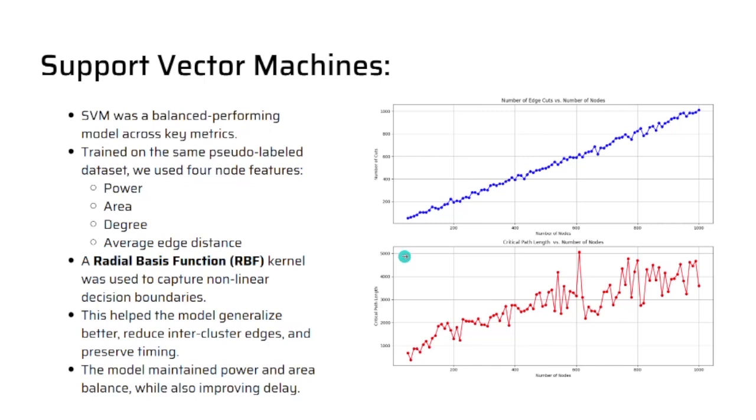This was a balanced performing model across all key metrics, trained on the same pseudo-labeled dataset, where we used four node features like power, area, degree, and average edge distance. We used a radial basis function kernel to capture the non-linear decision boundaries.